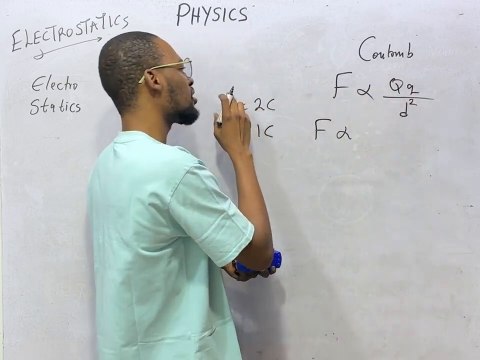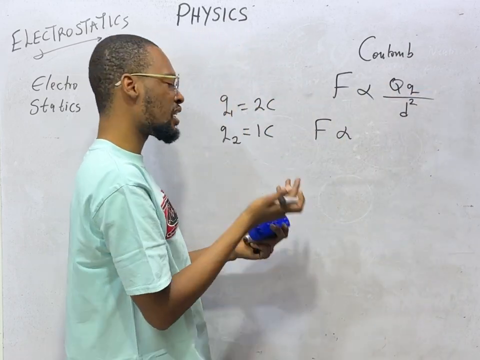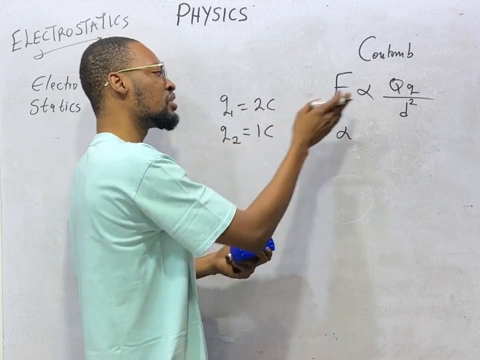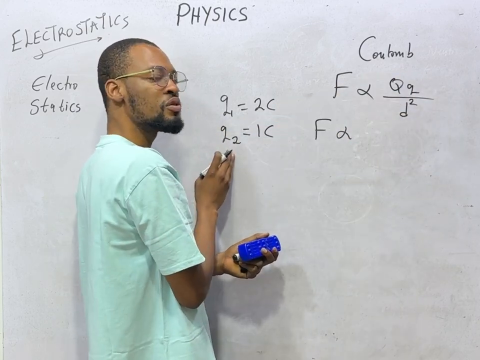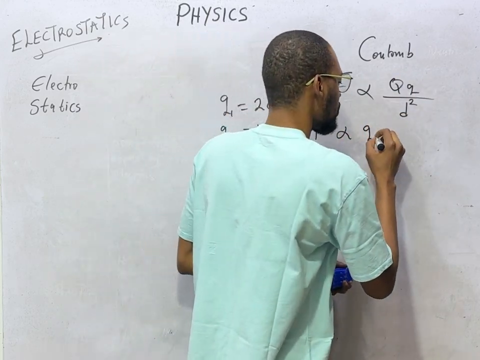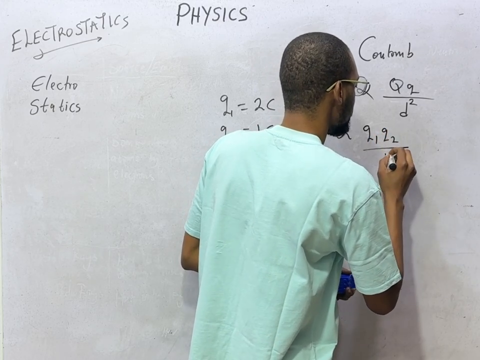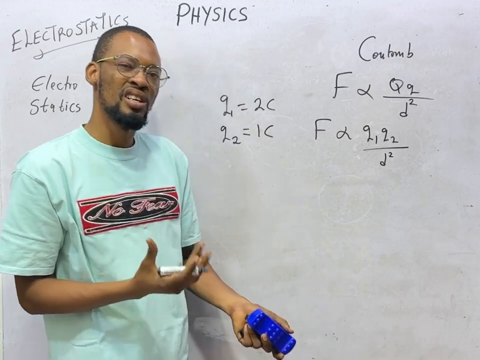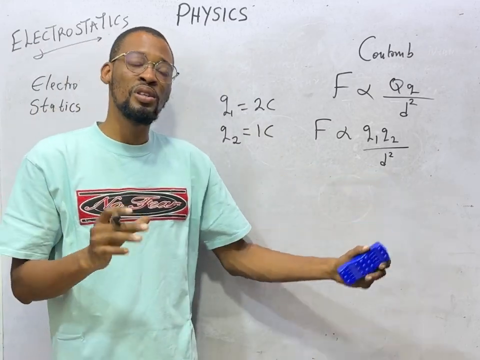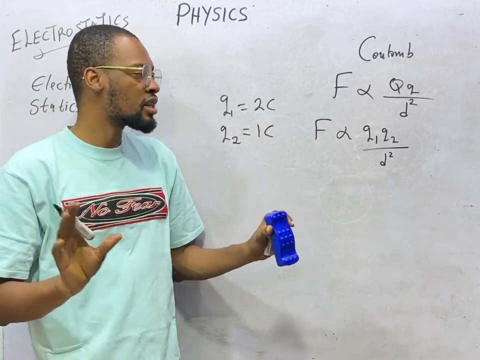So the force of attraction between these two is proportional to, instead of saying big Q and small q, let's just say let the first charge be Q1 and the second charge be Q2. That is Q1 Q2 over D squared. Or if you want to say r squared, anything you put here, D or r, basically represents distance squared.